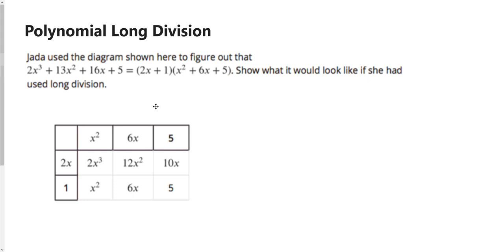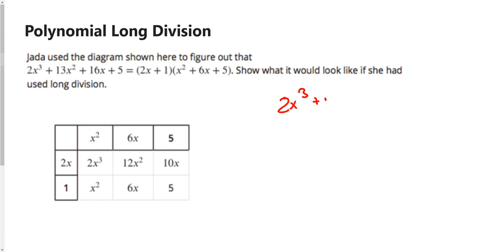Let's do the same thing. This time, let's start all the way from the beginning. And again, you'll see the connection with where we came up with the box. So let's say we figured out using our little box method that if we had 2x to the third plus 13x squared plus 16x plus 5, let's say we use it to figure out to divide by 2x plus 1. Well, let's see how that looks in long division.